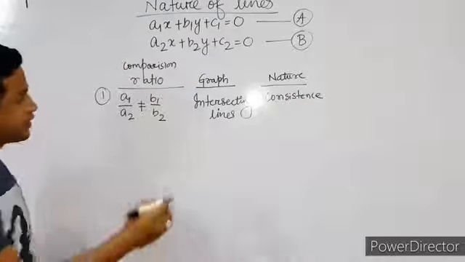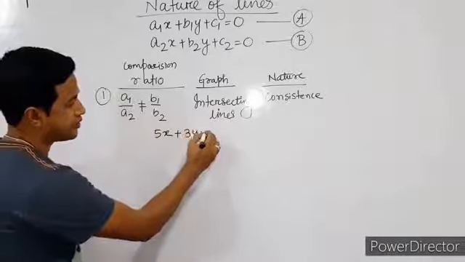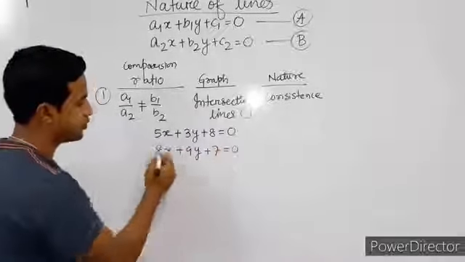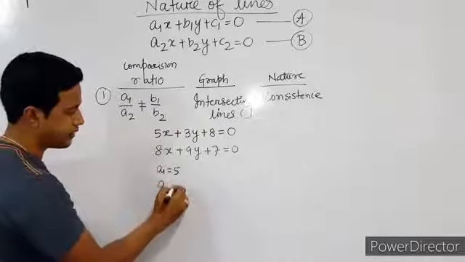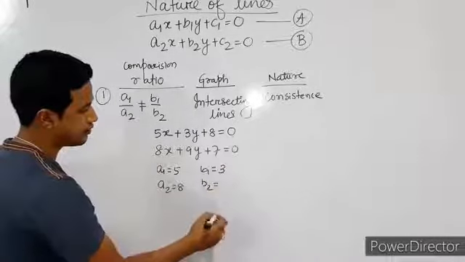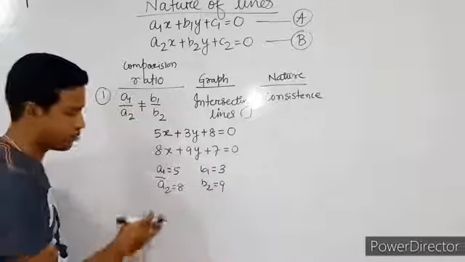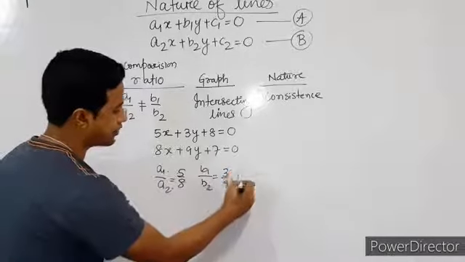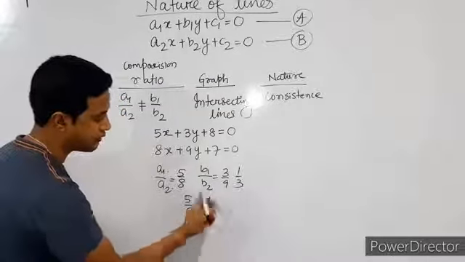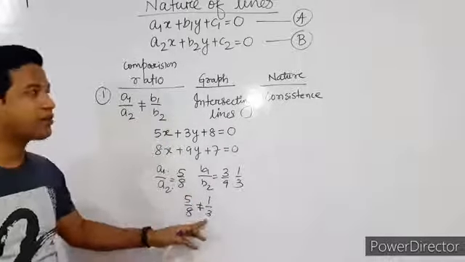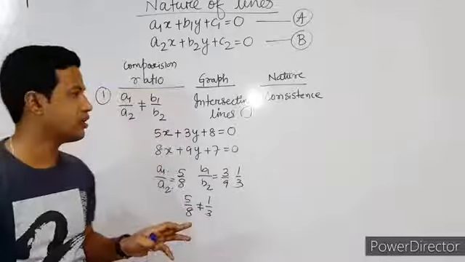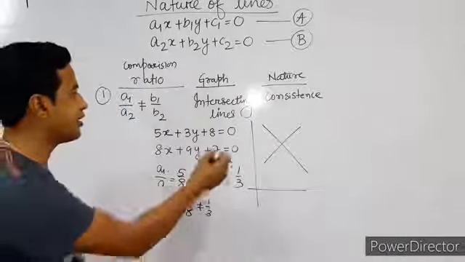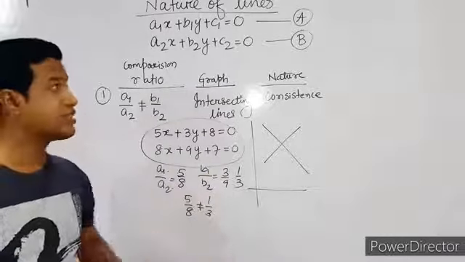Let's find an example. Let us take 5x + 3y + 8 = 0 and 8x + 9y + 7 = 0. Here a1 is 5, a2 is 8, b1 is 3 and b2 is 9. a1/a2 is 5/8, and b1/b2 is 3/9, that is 1/3. So 5/8 is not equal to 1/3. This satisfies case number 1, so the lines are intersecting each other when we plot the graph, and the system is consistent. This is the first case of the nature.